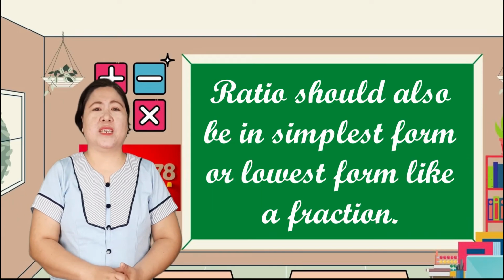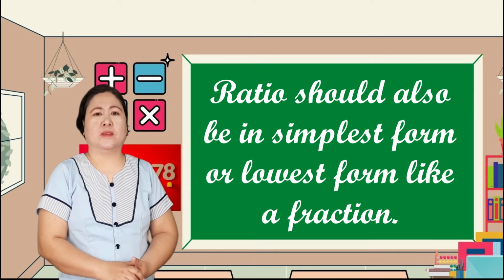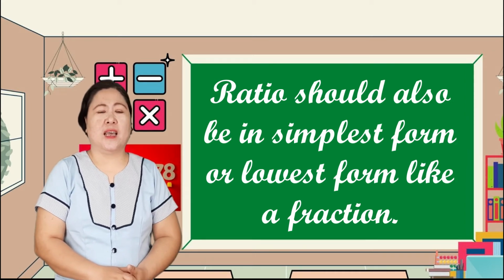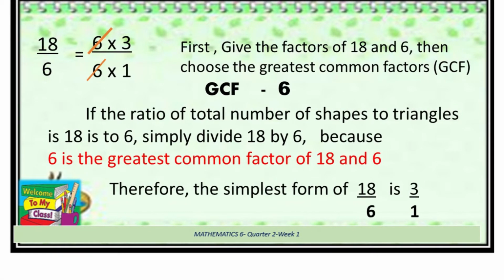Ratio should also be in simplest form or lowest form, like a fraction. You can express the above example this way. First, give the factors of 18 and 6. Then, choose the greatest common factor. If the ratio of total number of shapes to triangles is 18:6, simply divide 18 by 6 because 6 is the greatest common factor of 18 and 6.